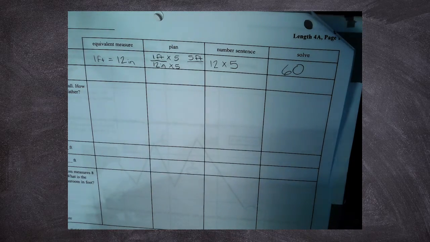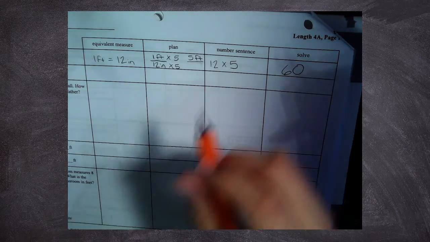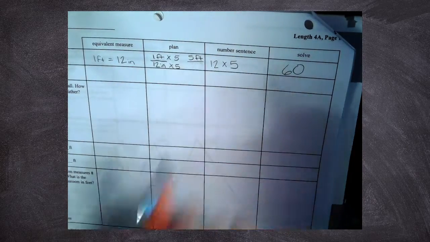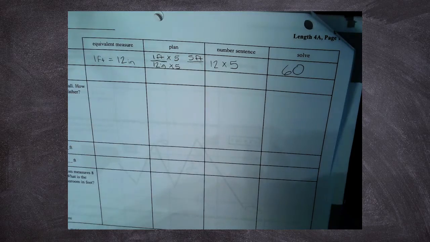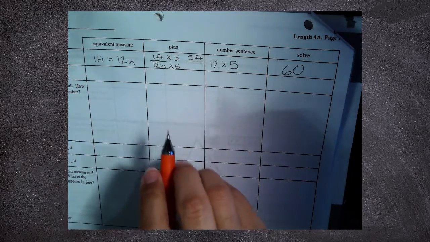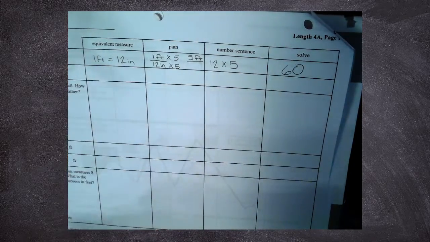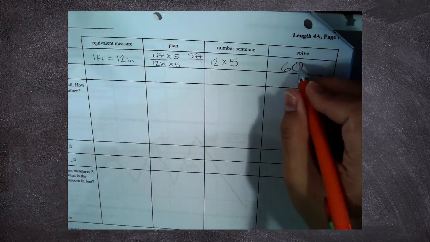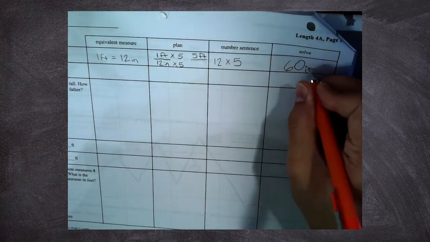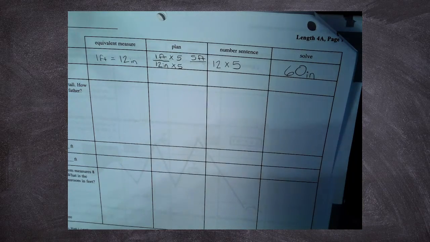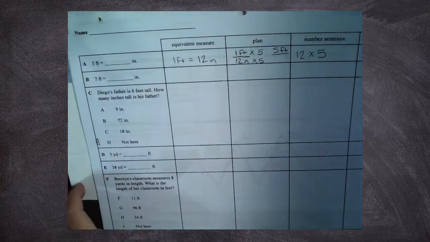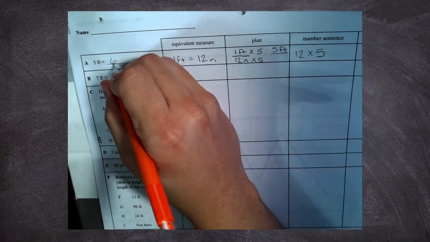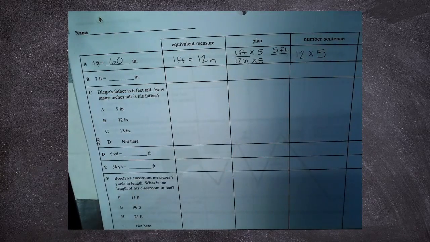And I have to remember, since I'm converting, since I'm changing, it's not in feet anymore. So it's not 60 feet, it's 60 inches. So my answer, 5 feet equals 60 inches.